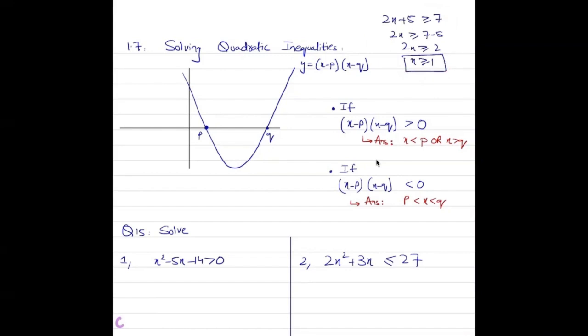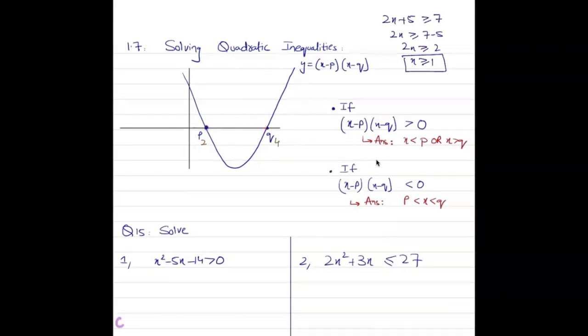Now we are dealing with a quadratic inequality. That means that you will be having a quadratic expression on either side. So for example, the graph that you see is of a minimum curve, right? So over here, P and Q are the x-intercepts on the graph. Let's take P value as 2 and Q value as 4. So these are my x-intercepts.